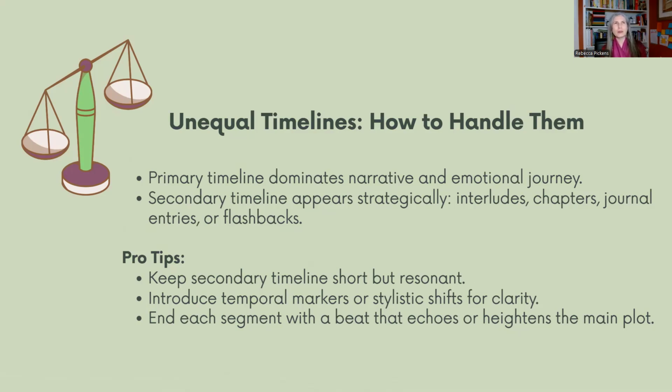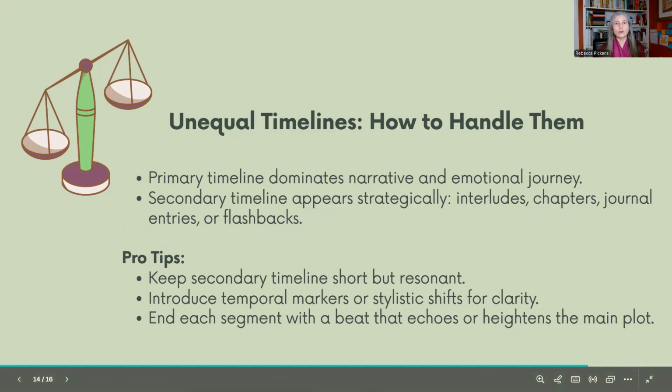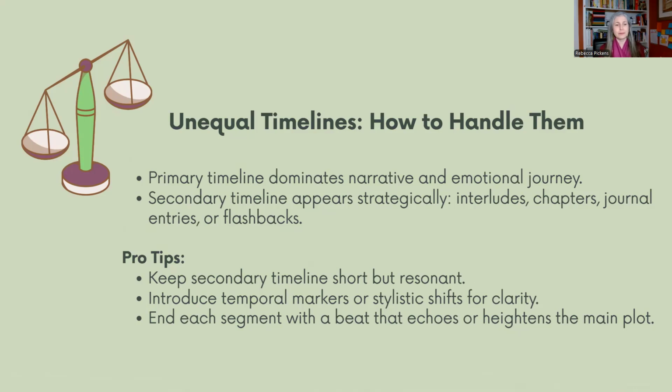It's really important that writers keep the reader in mind. We don't want them to get lost and confused in terms of what timeline they're reading about. So simply introducing some time markers or using a really different stylistic shift, like going into journal entries instead of straight prose, could be a handy way to indicate when you're shifting time. Whatever you choose, you want to make sure it's consistent and clear.